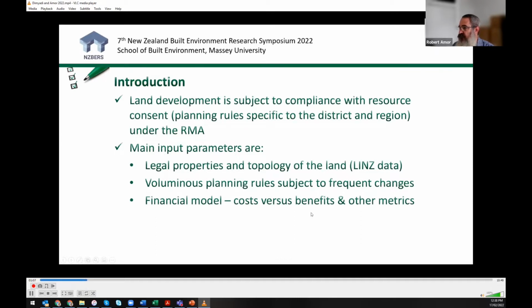All of the planning rules which are available in each of the districts, and these are written for human interpretation and often quite large in terms of what needs to be assessed, and also looking at financial models, so the cost versus benefits of the planned development or redevelopment on the land that we're looking at.